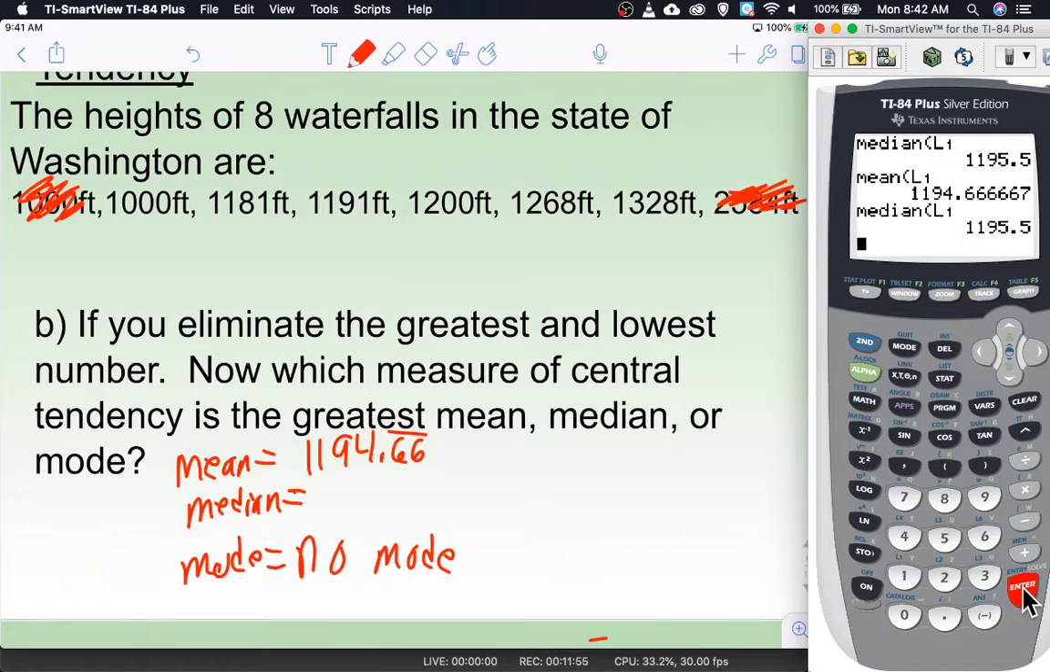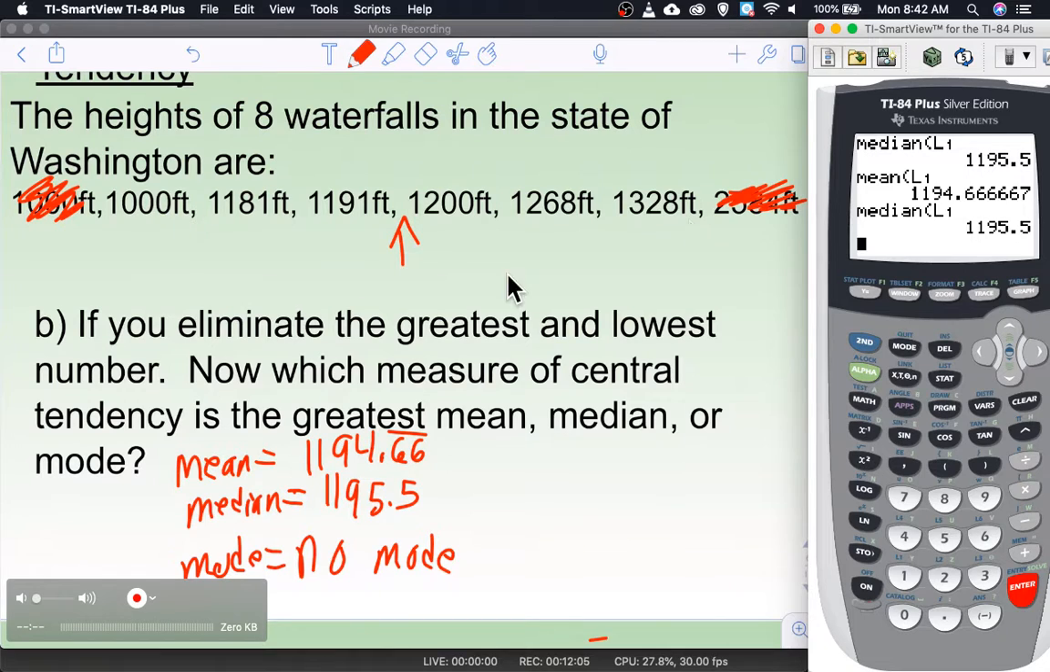L1, and look at that, 1195.5. And it is the same. Because, I mean, it's still right here. That's still in the middle. Biggest, smallest, and you kind of work your way to the middle. There are still these two numbers in the middle, so you'd add them up, divide by 2 to find what is exactly halfway between them.